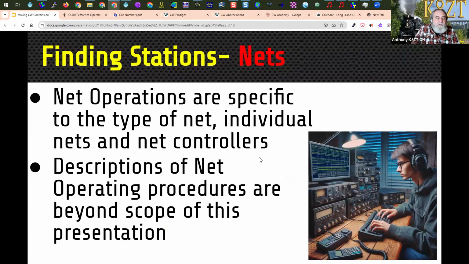Now, CW, there's nets that operate in CW, but it's beyond the scope of today. Nets that operate in CW often use a little bit different set of procedures. They use different Q symbols, including the QN series of symbols. So I'm not going to really talk about nets tonight in this presentation, but just be aware that if you are operating in a net, you need to know what procedure they're using, what abbreviations they're using, how the person is running the net. They might only want the last 2 digits of your call sign. They might want something special. So if you're going to operate in a net, find out the specifics of the net you're operating in so you can operate properly.